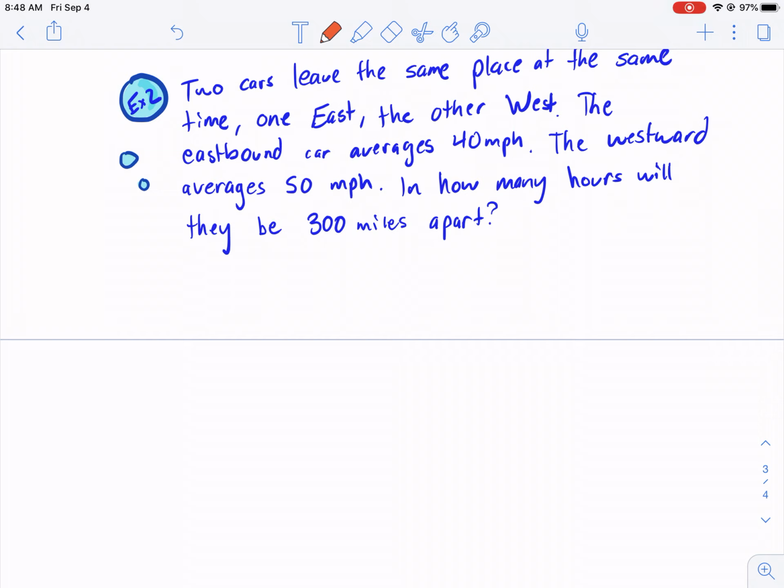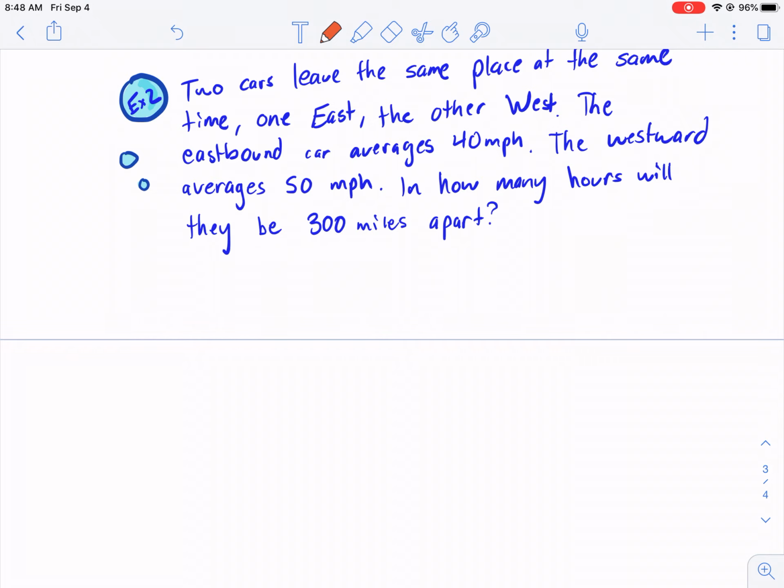We have another one here. Two cars will leave the same place at the same time, one east, the other west. The eastbound car averages 40 miles an hour. The westbound averages 50 miles an hour. And how many hours will they be 300 miles apart?